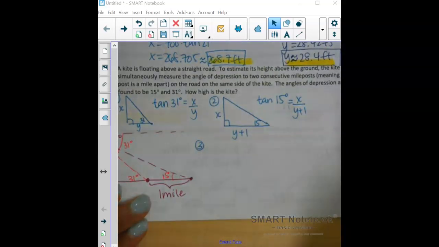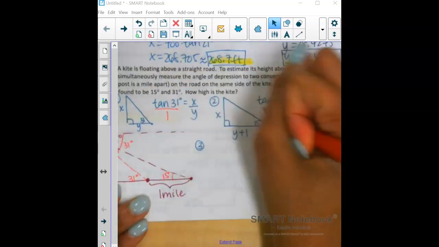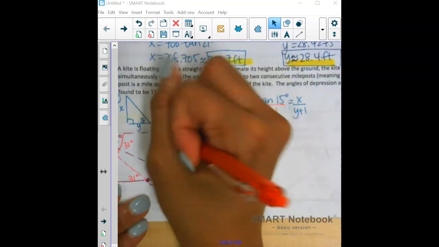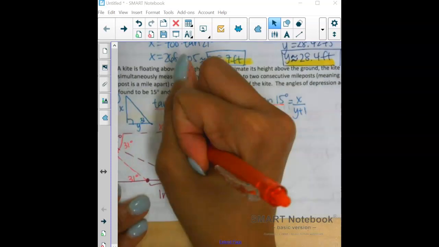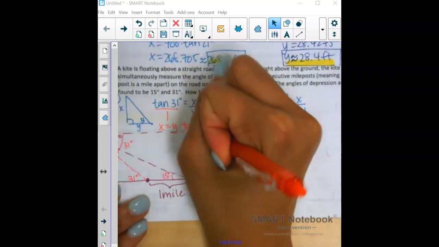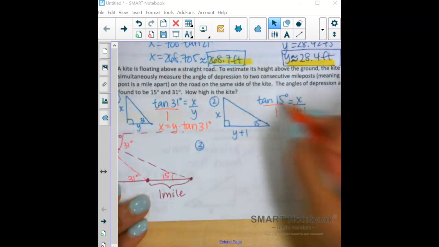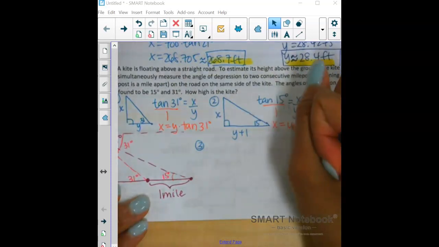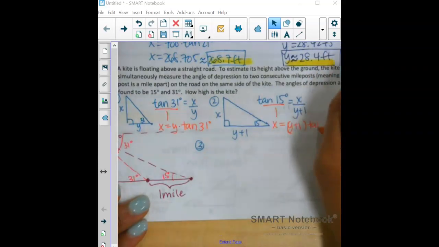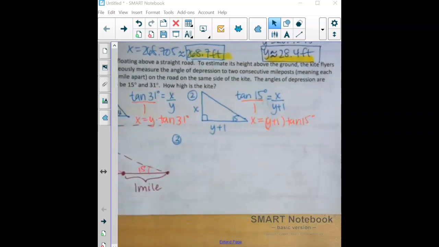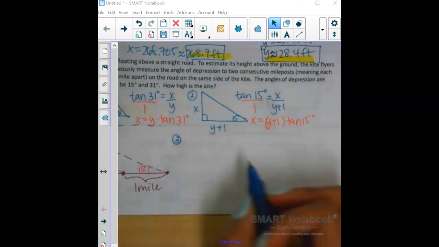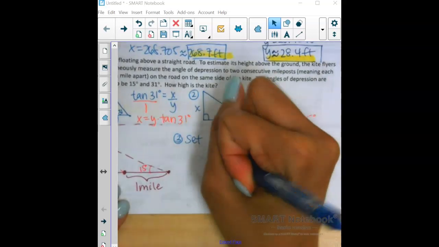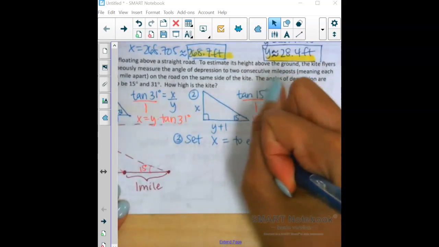So to isolate x, to make your life easier, put this over 1 and cross multiply. When you do that, 1 times x is going to be x equals, and then you'll have y times tangent of 31 degrees. I'm going to do the same thing here. X is going to equal, because x times 1 is just x, y plus 1 times tangent of 15 degrees. So like I said, we're going to set the x's equal to each other.